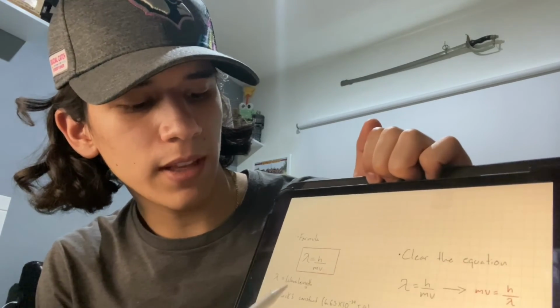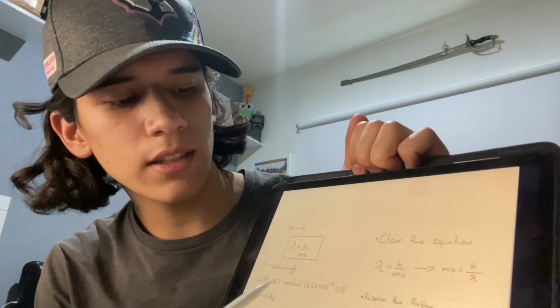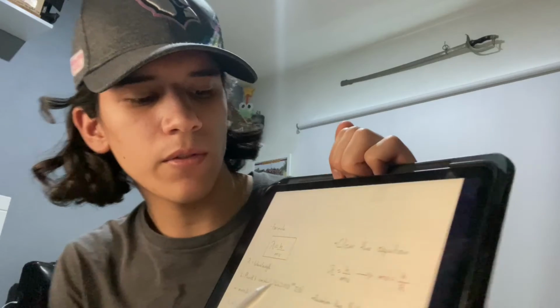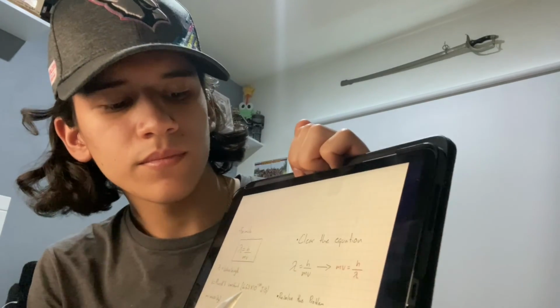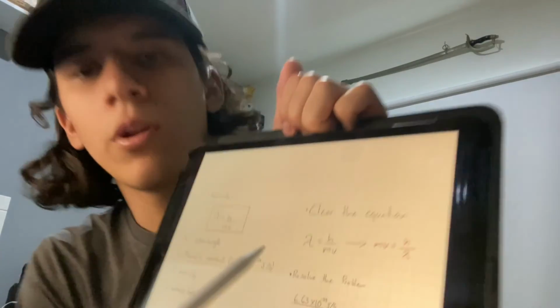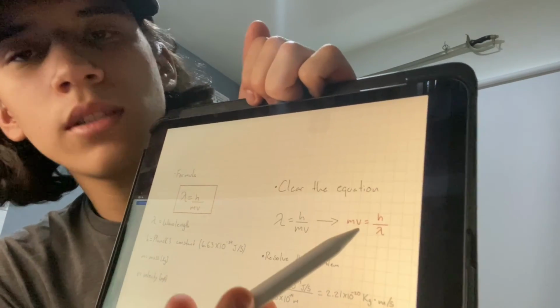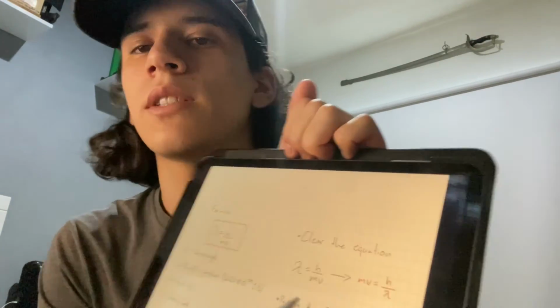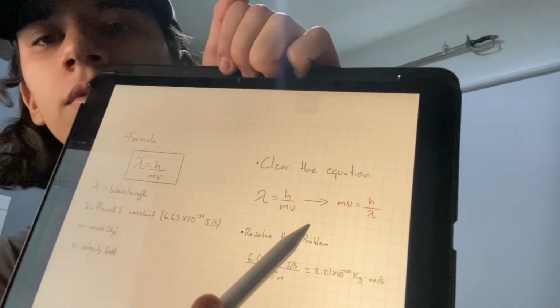Well, the formula that I am going to use for this problem is the Rayleigh formula, that is this one, where lambda is wavelength, h is Planck's constant, that is 6.63 by 10 raised to the power of minus 34 joules per second, m is mass, and v is velocity. Then we have to clear the equation. We have to change the formula to this, because in the problem they are asking us to find the amount of movement of the particle. So we have to change the formula like this.